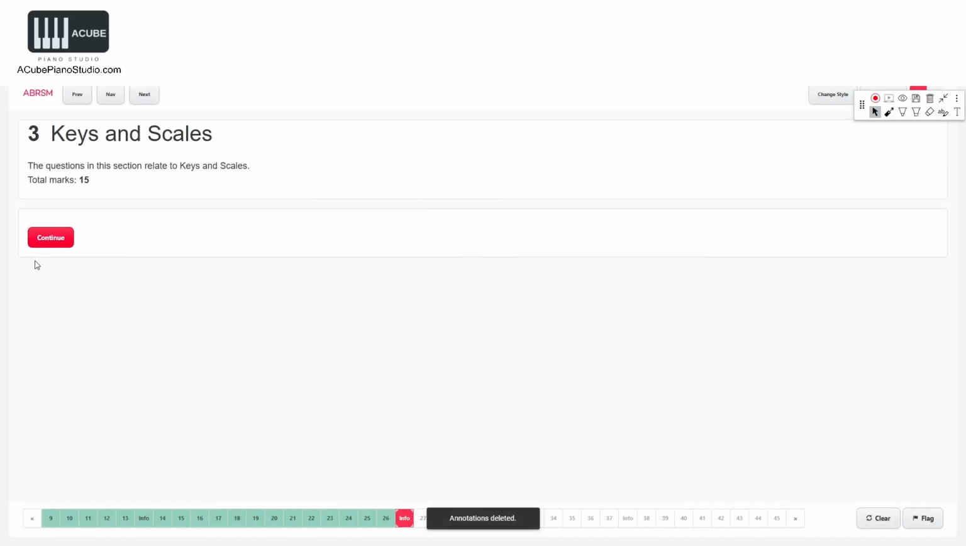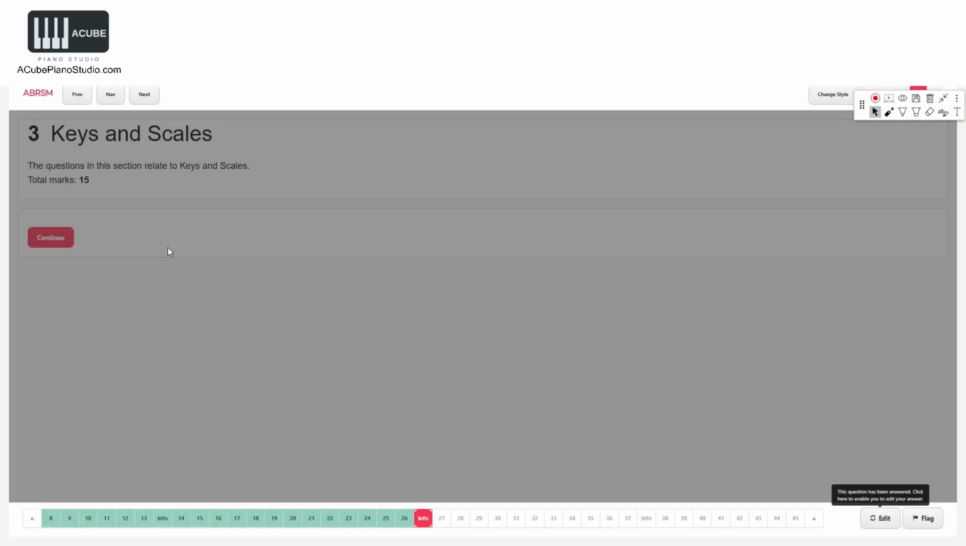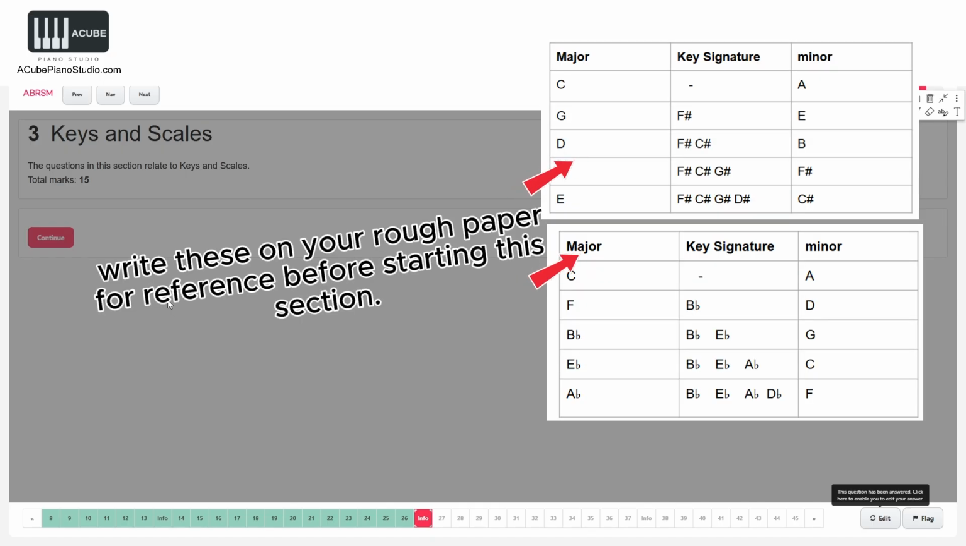Okay, next let's take a look at keys and scales. Again, for keys and scales, I want you to write out the key signature chart. This is what you should write in your rough paper at the start of your exam. Note, after the exam has started, then you can write it.